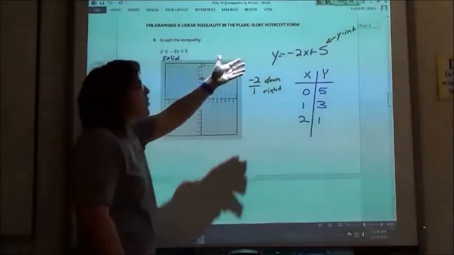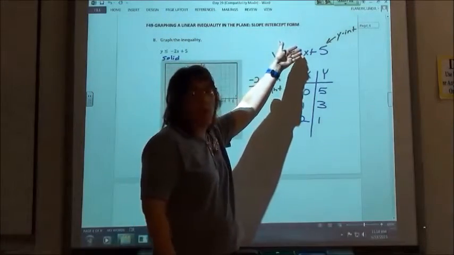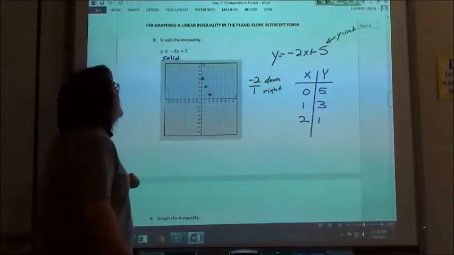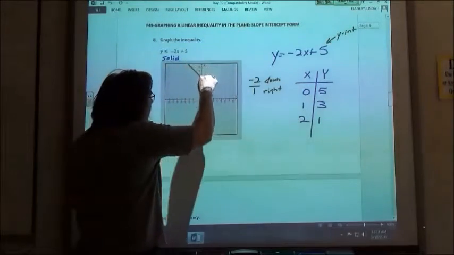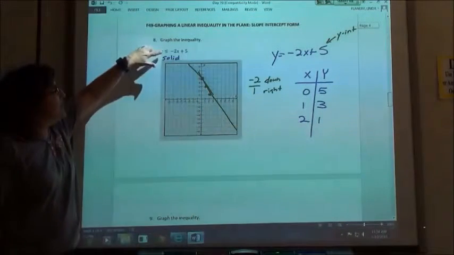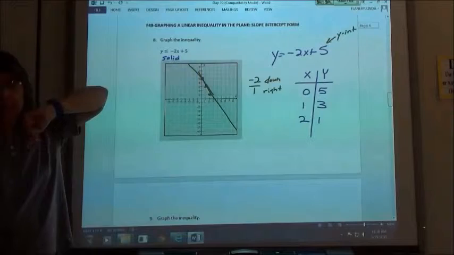I like to use the slope and the y-intercept. To me, that's quicker, but some people like to use a table, and you can use a table. That works. Either way, I got to get my line on there. Whoops, if I could draw straight. Now, this one's going to stay solid, which it is.